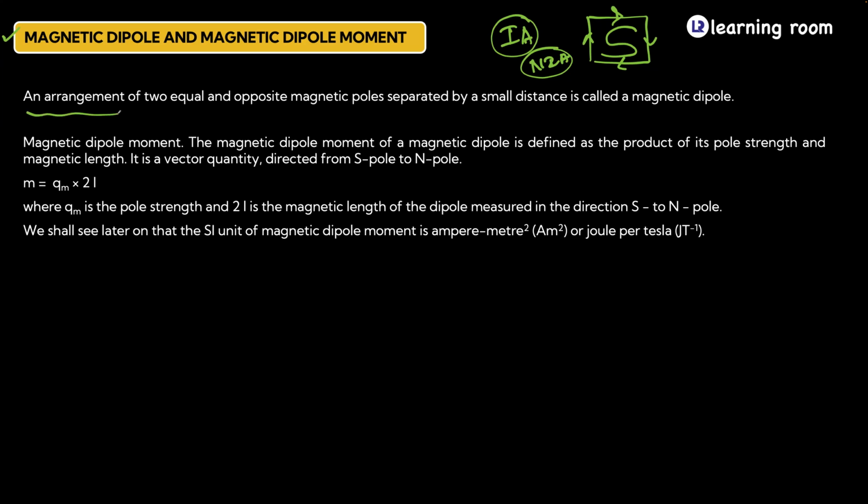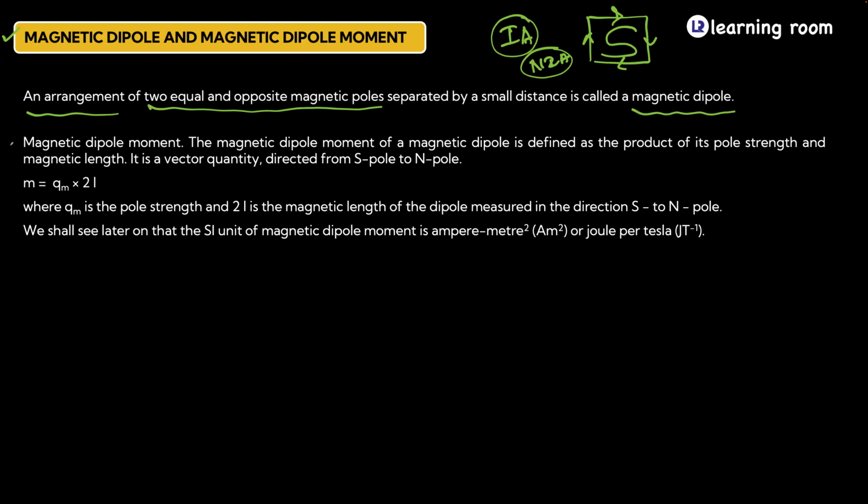Having said that, let's try to understand. What is a magnetic dipole? First of all, it is an arrangement of two equal and opposite magnetic poles separated by a small distance. Are you able to recollect something? Two equal and opposite charges separated by a very small distance is called an electric dipole. In a similar way, an arrangement of two equal and opposite magnetic poles separated by a small distance is called a magnetic dipole.